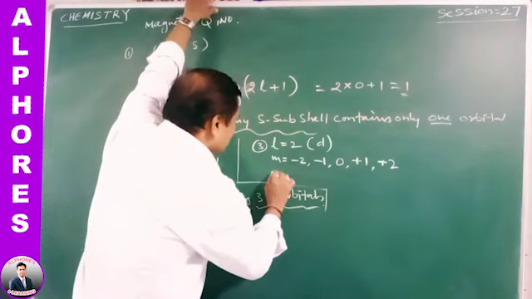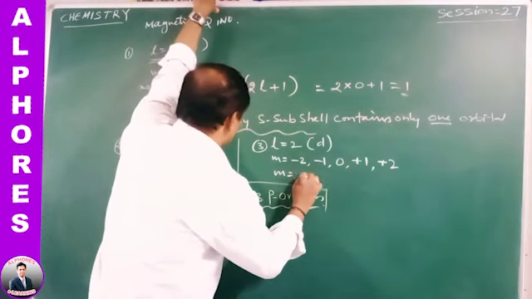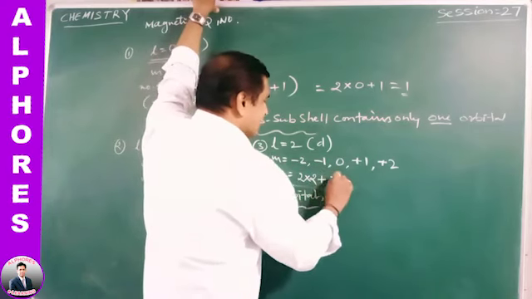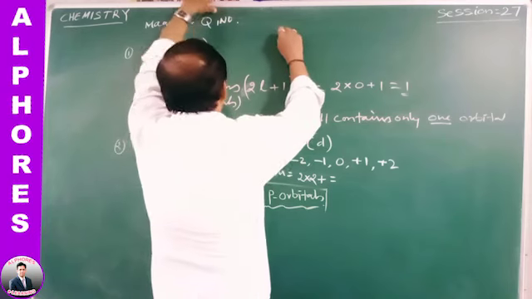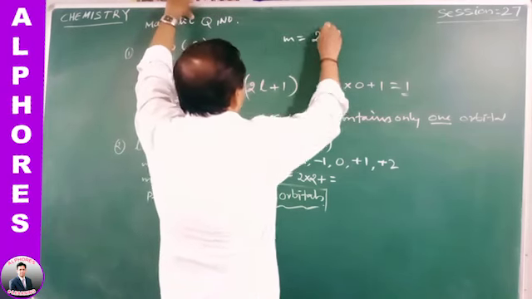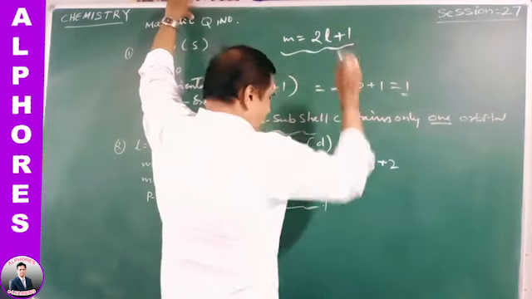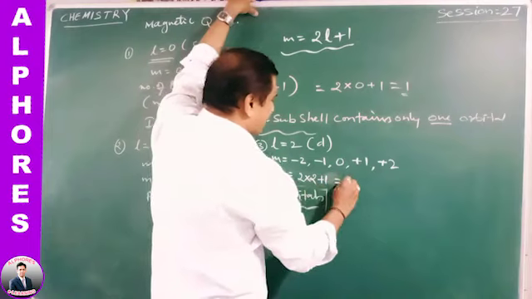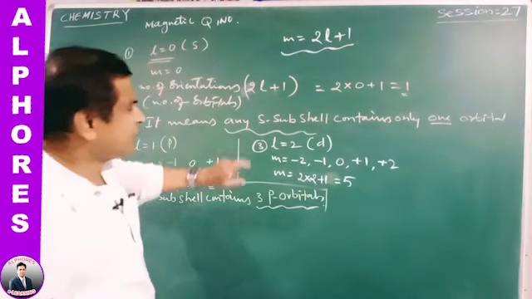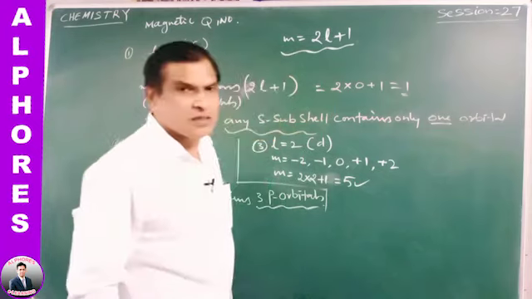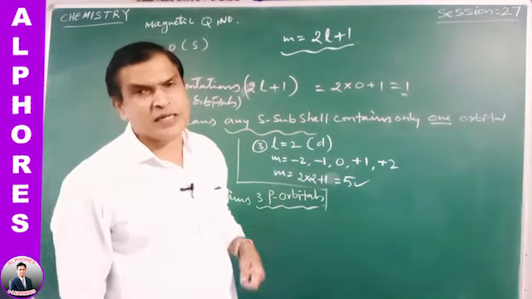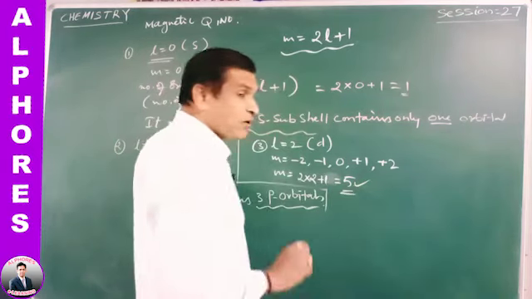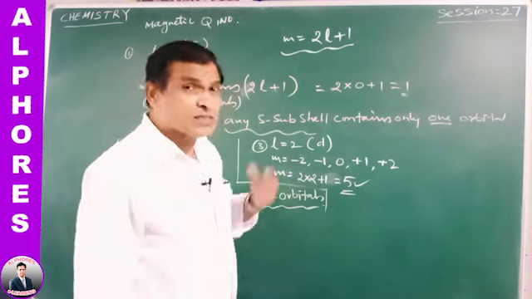That means total M values are 2L plus 1, that is 2 into 2 plus 1, which equals 5. Remember, M values are always equal to 2L plus 1. That means the D subshell contains 5 D orbitals. The D subshell, it may be 3D, 4D, 5D, whatever it is, always contains 5 orbitals.